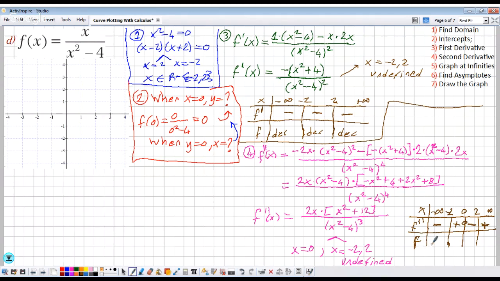So now, with the second derivative, we check concave up and concave down. When it's minus, it's going to be concave down. When it's plus, it's going to be concave up, concave down, and up again. So these are all about concave.